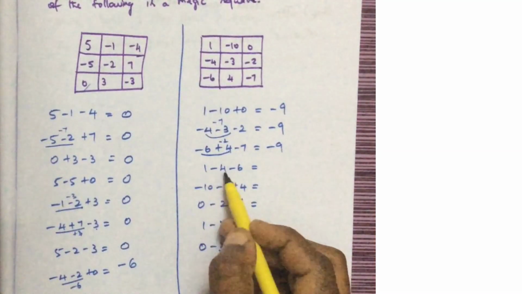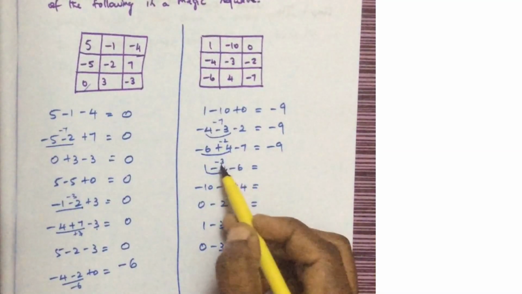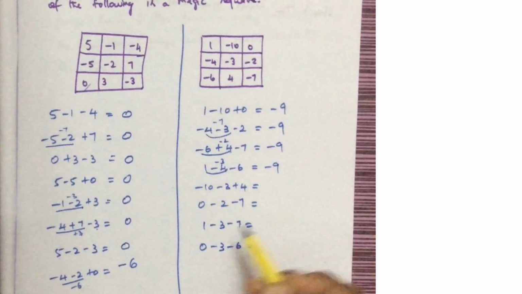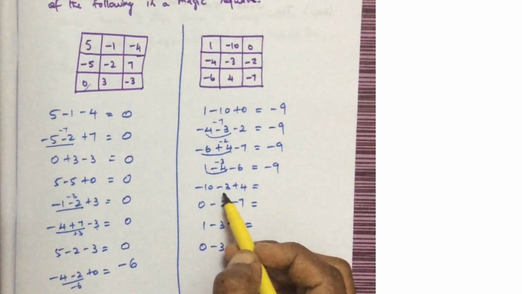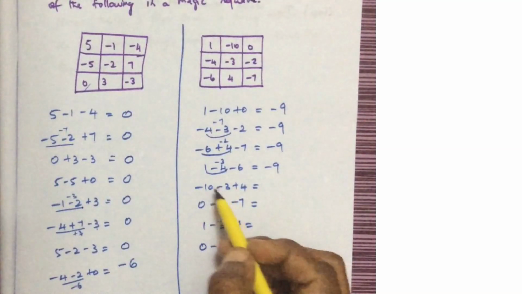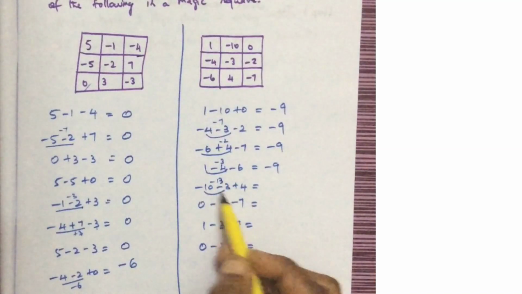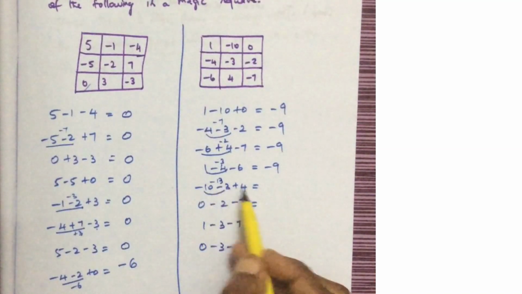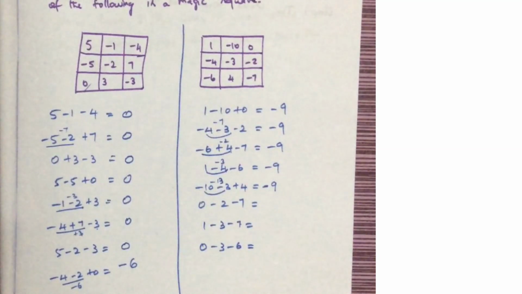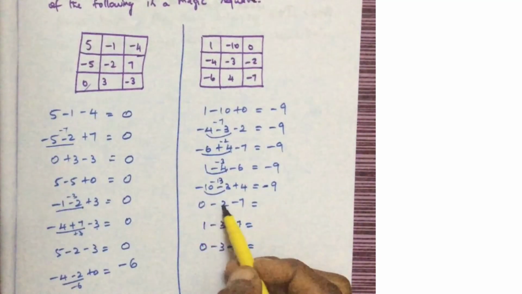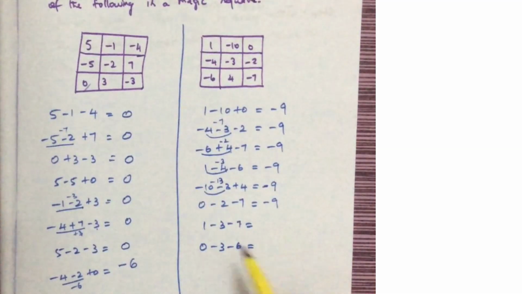So 1 minus 4 is minus 3. Minus 3 minus 6 is minus 9. Minus 10 minus 3 is minus 13. Okay. Minus 13 plus 4. What is 13 minus 4? It is 9. Greater number is 13, so it is minus 9. Here 0 minus 2 is minus 2. Minus 2 minus 7 is minus 9.